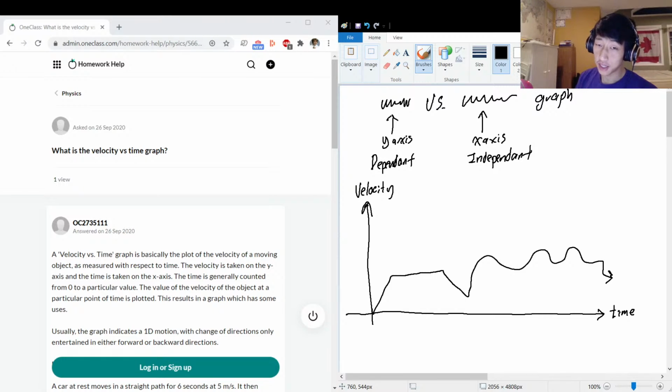your velocity is always changing. It could be changing, it could be constant. So you see here, like, this is constant. Here is like a constant decrease. And here's like a constant increase. And here is just a lot of variation.